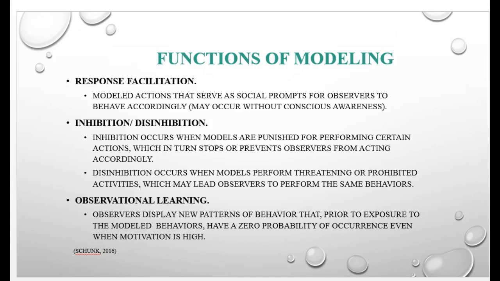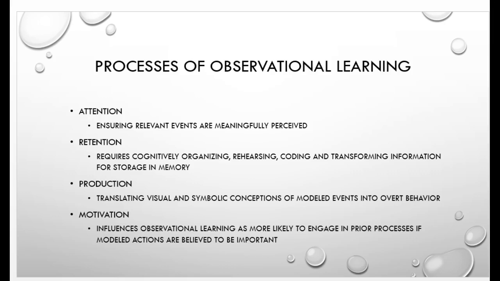And then the third function of modeling is observational learning. This is where observers display or perform new patterns of behavior that, prior to observing others do it, they would have had zero probability of performing, even if their motivation was high. So observational learning certainly is what we want to happen when we're teaching and modeling on purpose. But this is where we really can see that what has been observed has been performed, and performed accurately. So there are four main processes of observational learning.